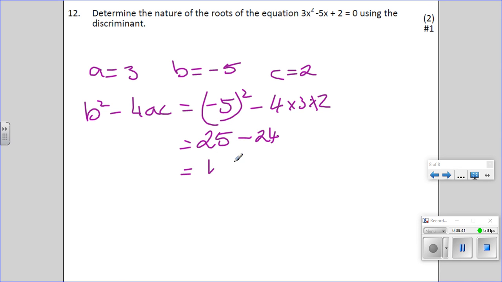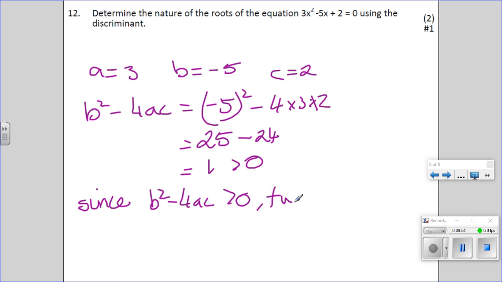So we're coming out with 1, which is greater than 0. So to conclude, we would say since b squared minus 4ac is greater than 0, we have two real distinct roots, that just means that they're different. Okay, and that conclusion is the most important part of this, because that's where you're getting the reasoning element.